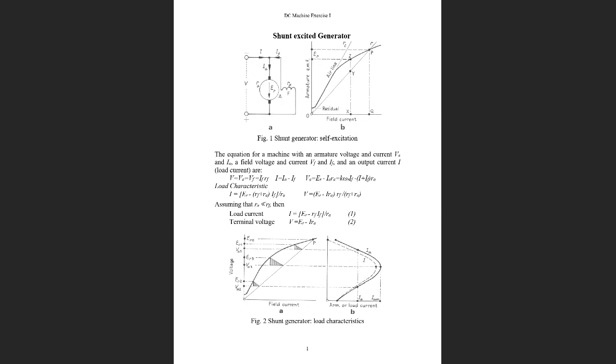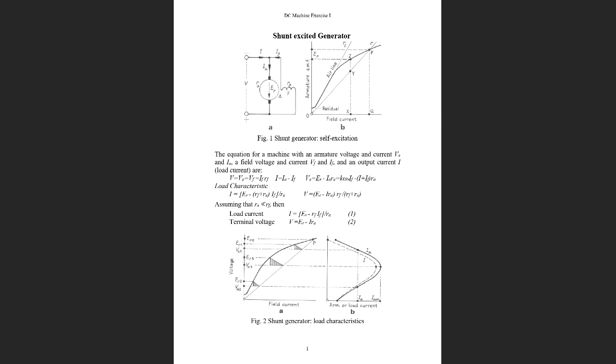Here, for the armature coils, we use RA to represent the inclusive armature resistance, which may include: one, the armature coil's own resistance; two, the interpole coil resistance in series; three, the compensation coil resistance; and four, the brush contact resistance. So RA here is the total resistance of the above factors.